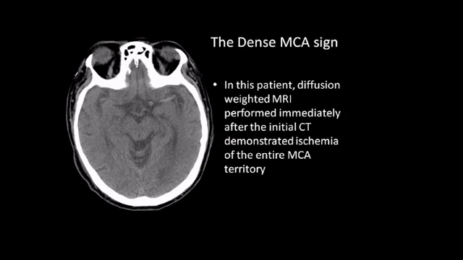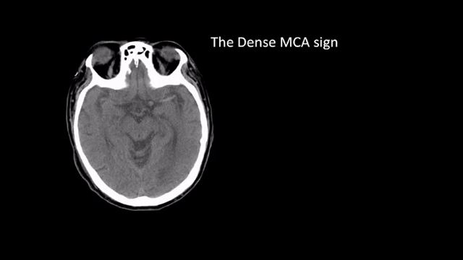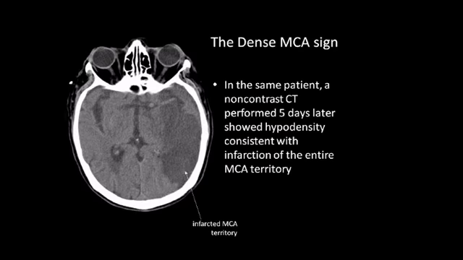In this patient, diffusion-weighted MRI performed immediately after the initial CT demonstrated ischemia of the entire MCA territory. In the same patient, a non-contrast CT performed 5 days later showed hypodensity consistent with infarction of the entire MCA territory.